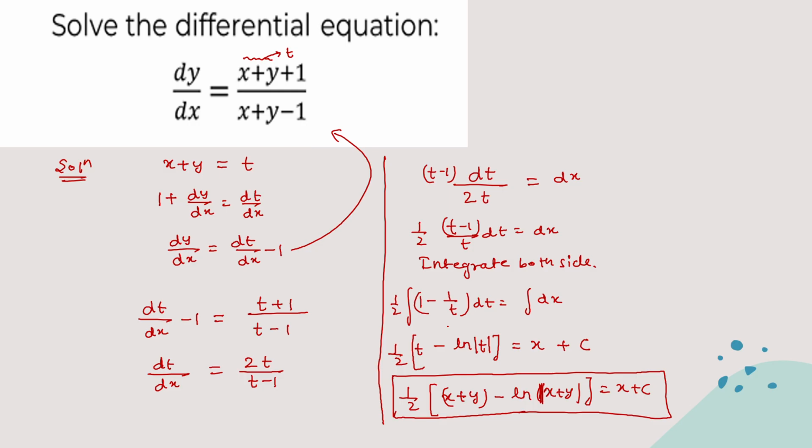Is this clear? So we are going one by one, like how we have studied the variable separable, and then how we can convert an equation into the variable separable. Next question, should we go? Yeah.